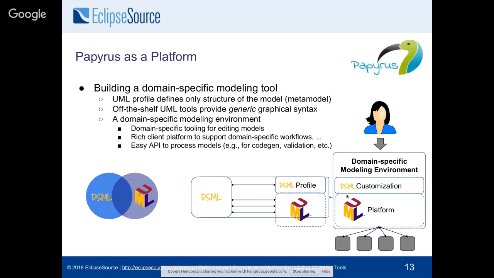So putting that into picture, that means we can now take this domain-specific profile that we just created on top of UML and reuse those parts that we would like to have from UML, and at the same time make use of a UML platform and put domain-specific customizations on top to, for instance, also allow you to have domain-specific tooling for editing the models and so on. And then we should be able to build components that take models from this platform and process them in some way, for instance, code generation and validation and stuff like that.